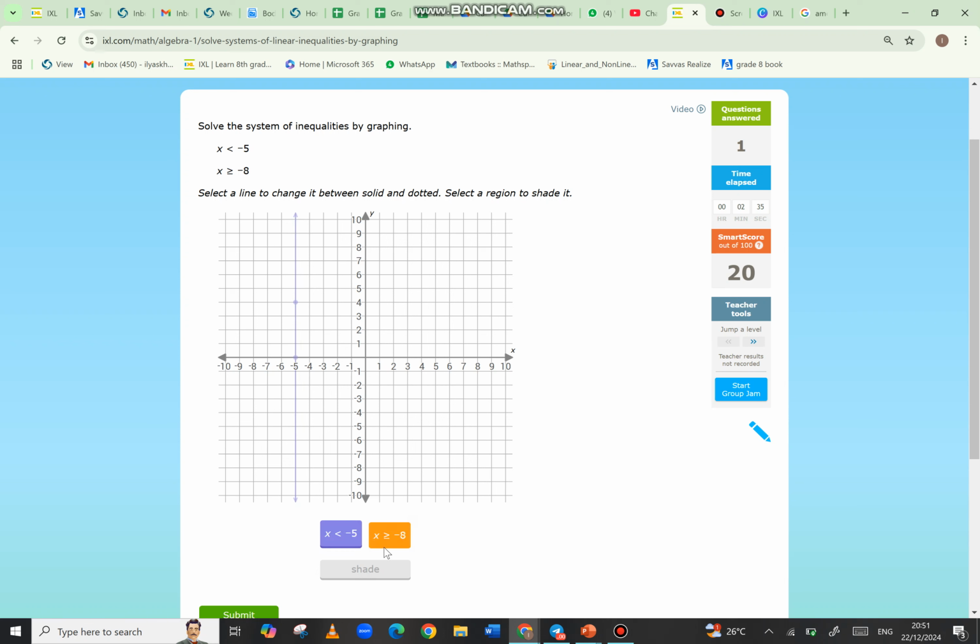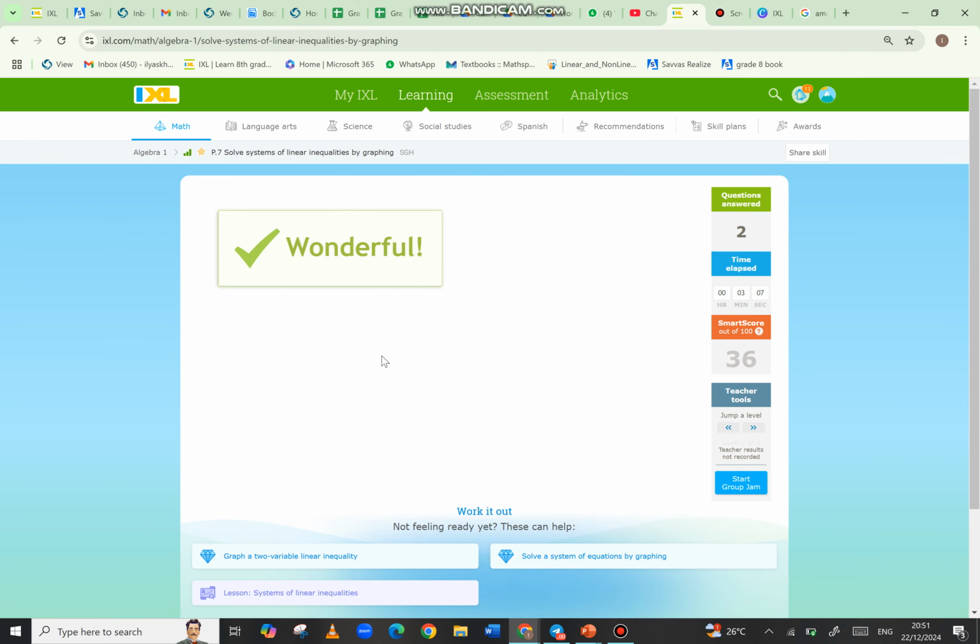So the next one is x is more than or equal to minus 8. Here's minus 8. Now, what needs to be dotted? What needs to be straight? More than or equal to is straight. Less than without the equal to is dotted. So let's make that dotted. So this one is dotted, this one is straight. Go to shade. It's going to be less than this line, more than or equal to this line. Correct. Yes.